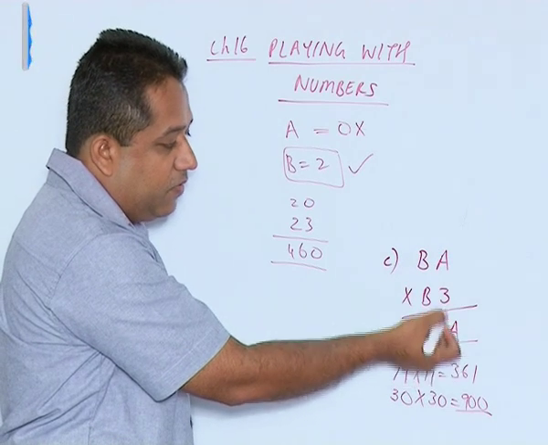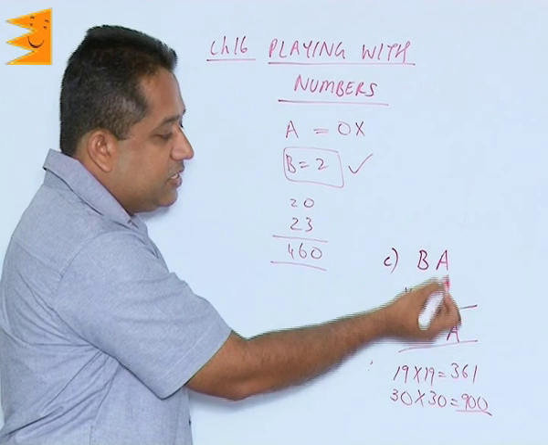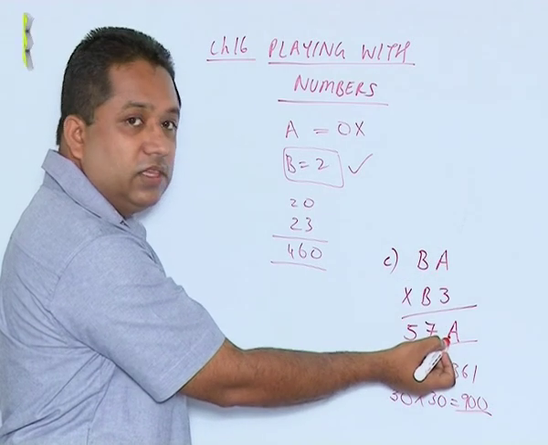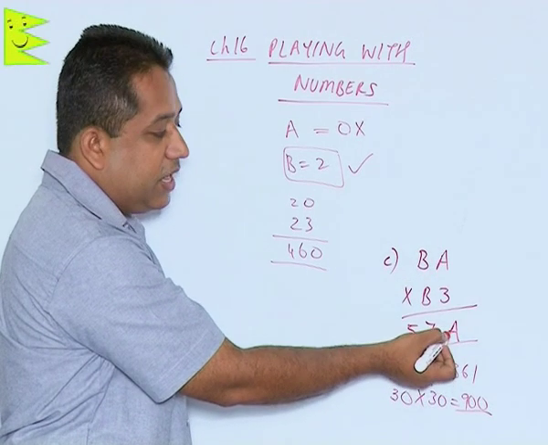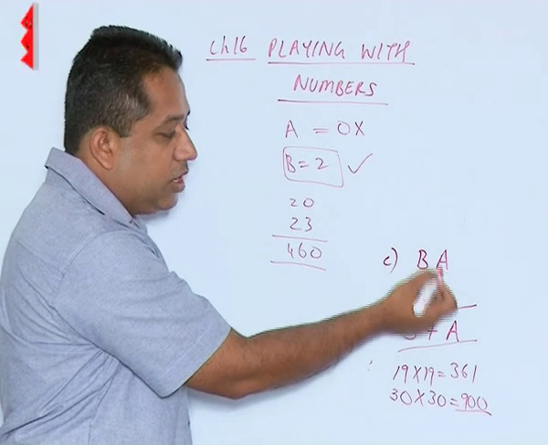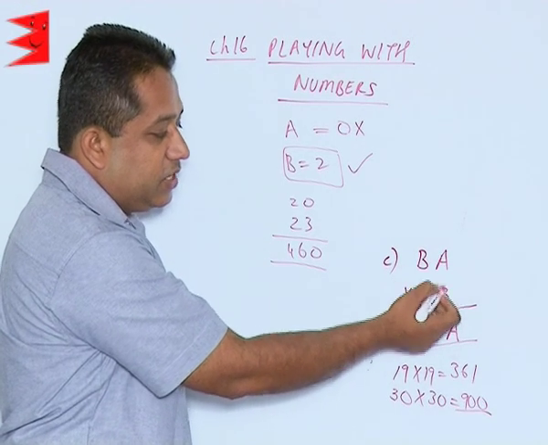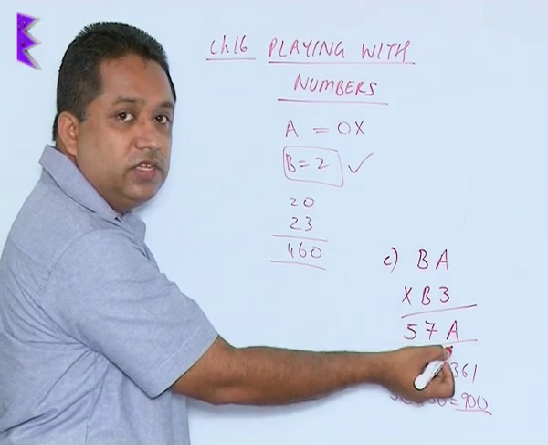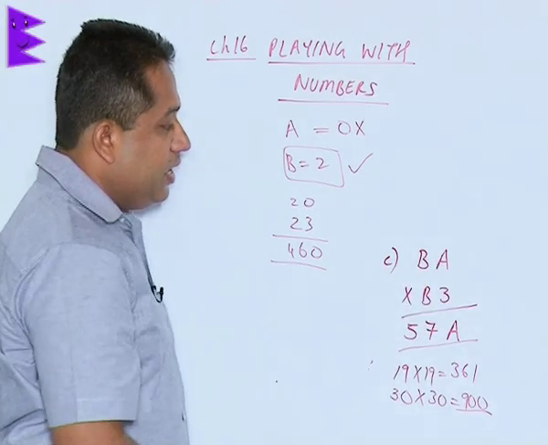So, we will take, let us say, 1. 3 ones are 3. If I am taking 1 here, I am getting 3 here. So, I cannot take A as 1. If I take 2, 3 twos are 6, 3 threes are 9, 3 fours are 12, I can't take any of these values. So, the value of A will be 5.